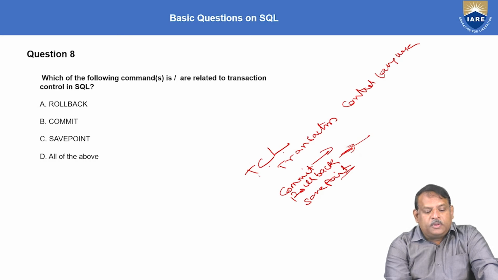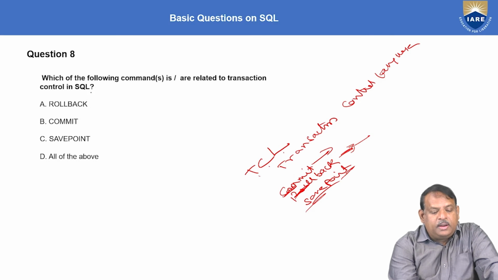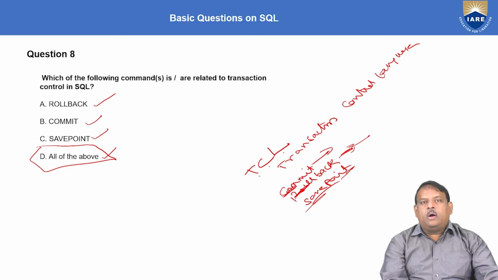Now what is the question? Which of the following commands are related to transaction control? Out of the four options, which are the commands related to transactions. So we know in the transaction control language, TCL, we have commit, rollback and save point. So we have rollback, commit and save point. So the answer is all of the above.